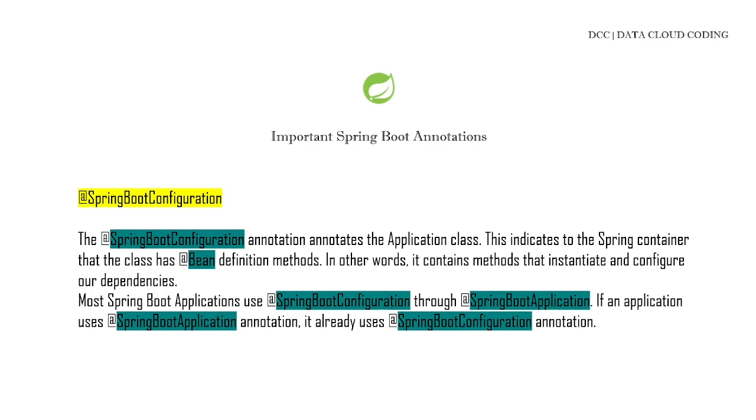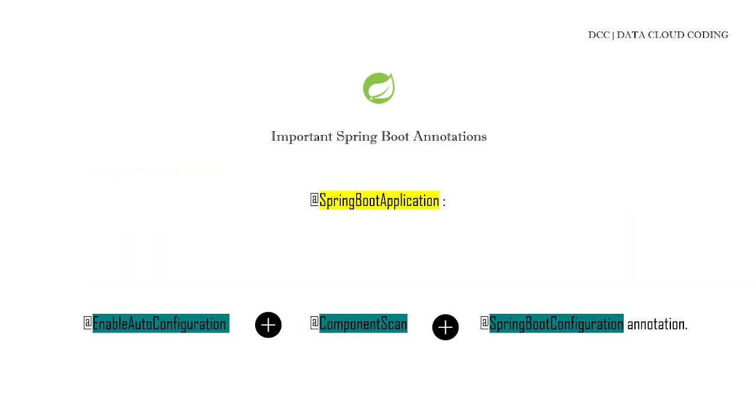This @SpringBootConfiguration annotation is used mostly through the @SpringBootApplication annotation itself. If in my application I have already specified the @SpringBootApplication annotation, I do not need to specify the @SpringBootConfiguration annotation separately. The @SpringBootApplication annotation itself takes care of it. So with this, we come to an end of the discussion of our @SpringBootApplication annotation. We have seen that it is a combination of these three annotations: @EnableAutoConfiguration, @ComponentScan, and @SpringBootConfiguration. And we have also discussed these three annotations specifically.